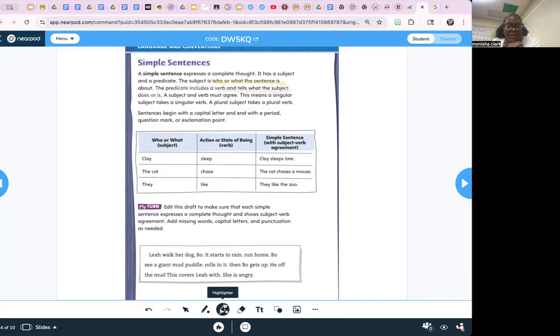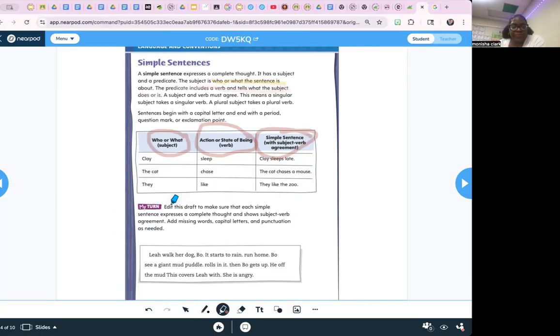So let's take a look at this. Who or what? Here's the subject. Action or state of being, the predicate, the verb. Let's make a sentence out of the two. Clay, sleep. Clay sleeps late. The cat, that's who or what it's about. Here's what they do: chase. The cat chases a mouse. They like the zoo.